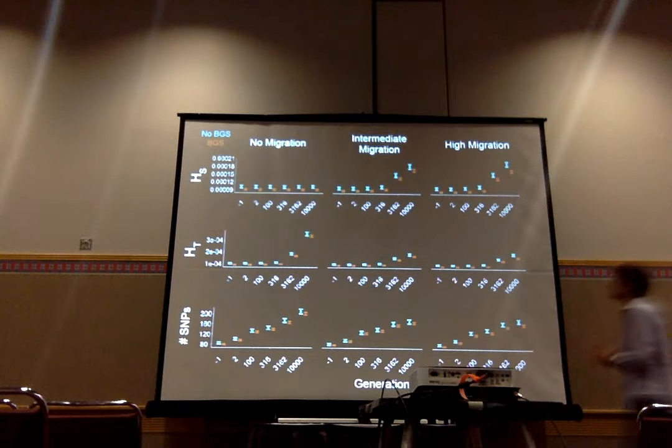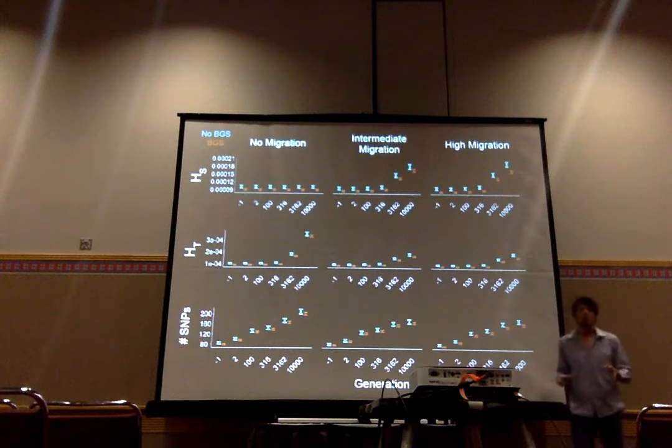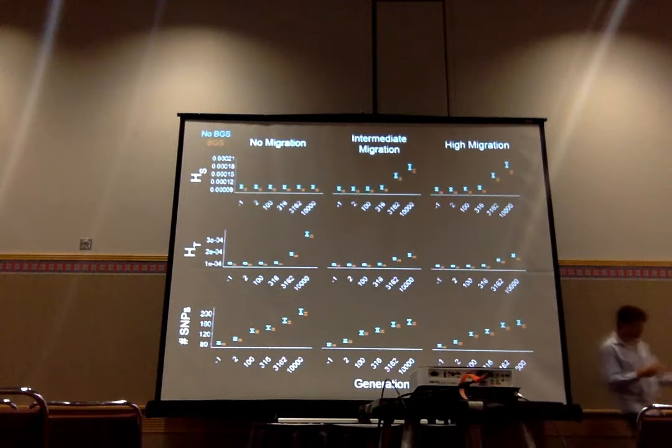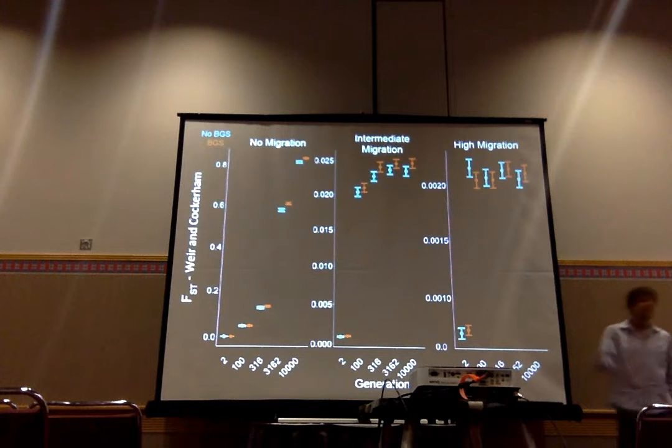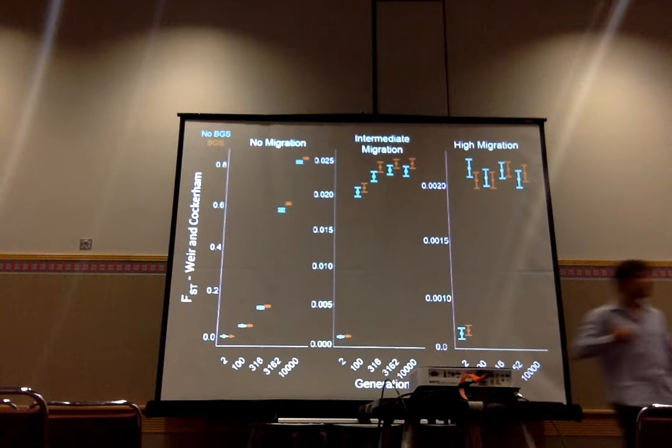And this is very much congruent with what has been shown previously by Messer and Petrov. So nothing new, nothing surprising. Things get interesting when you look at FST. So on the y-axis we have Weir and Cockerham FST.